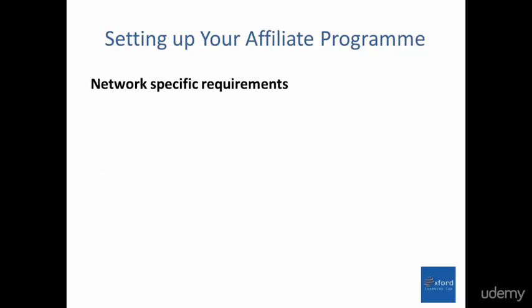There are also some network specific requirements you need to be aware of when setting up your affiliate program. So firstly, it's really important that you understand the technical capabilities of your network. So for example, does your network offer a product feed? Now, a product feed is a really cool piece of tech because it's essentially an XML feed that enables an affiliate to take all the details about the products that you sell and an image for that particular product, and then use it to populate on their website.